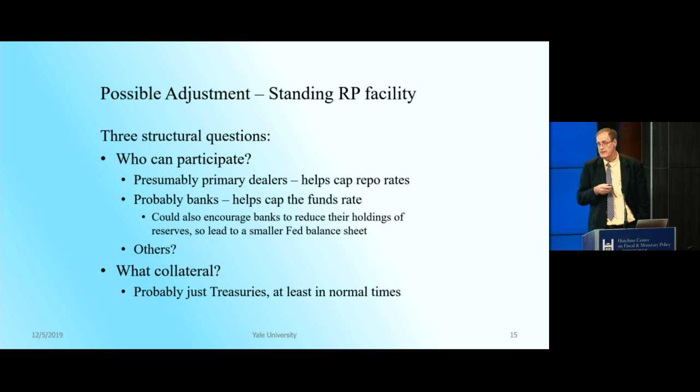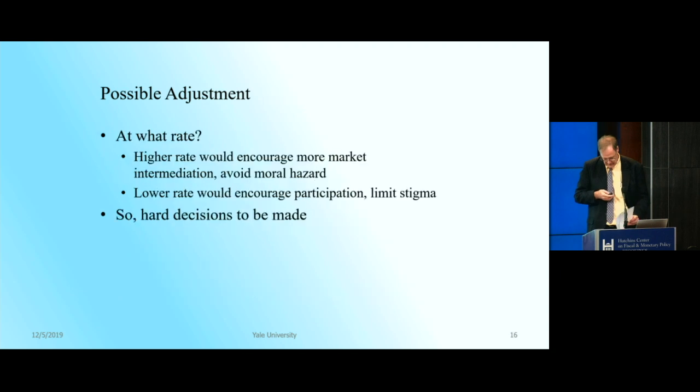Probably just treasuries. I think you want it as boring as possible, as plain vanilla as possible. Maybe in a time of market stress, you could move to a single tranche program. You could allow agency debt and agency MBS, for example, as collateral. That would provide some flexibility in times of stress. That might be helpful. But in normal times, I think just treasuries. Maybe the hardest question is at what rate do you want to do this?